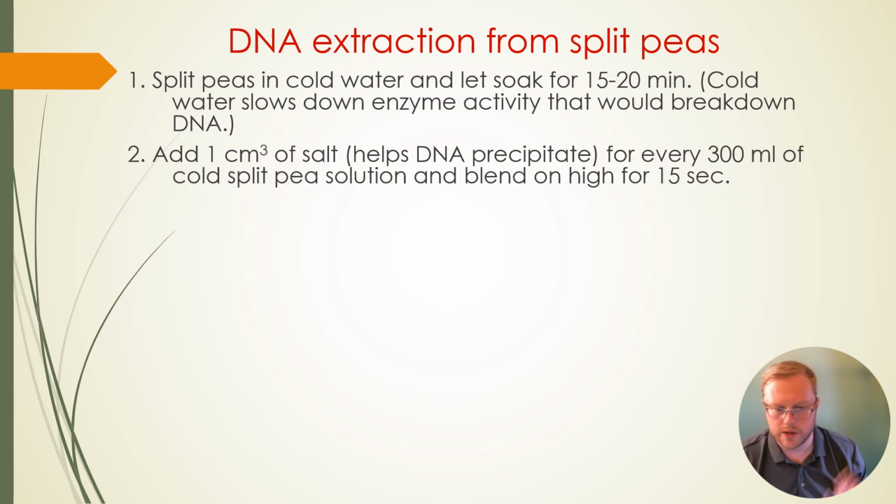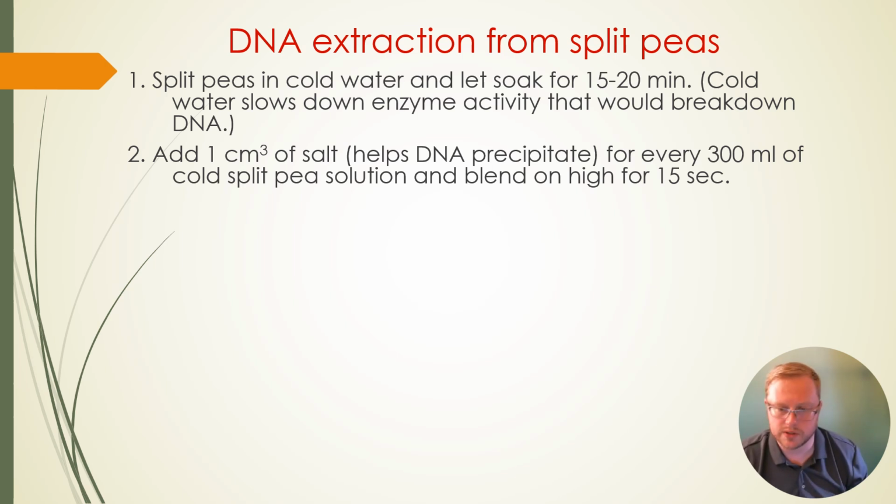And then we're going to add a cubic centimeter of salt. This helps DNA to precipitate by neutralizing the negative charges. For every 300 milliliters of cold split pea solution, blend on high for 15 seconds. So if you have 300 milliliters of solution, you use 1 cubic centimeter of salt.